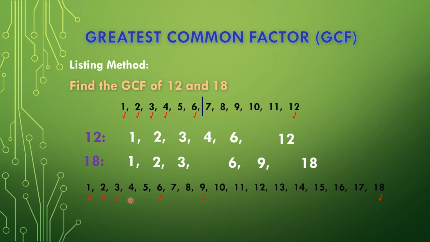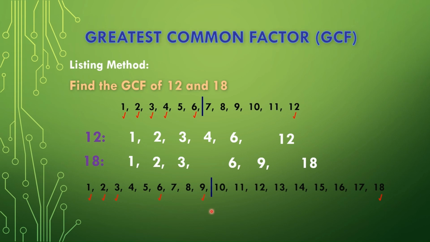Next is 4. 4 is not a factor of 18. The same with 5, it's not a factor of 18. And 6, we're done with 6 here. 7 is not also a factor of 18. 8 is not a factor of 18. We're done with 9 as well. Now, we have reached the midpoint. Half of 18 is 9, and that is the median or the midpoint.